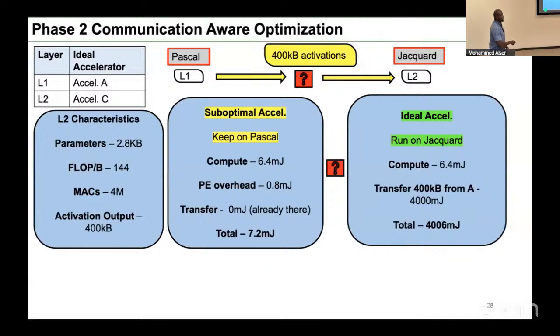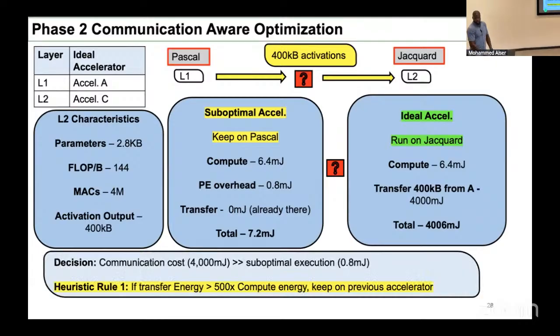Okay, and this is the first heuristic. So that's one of the key concepts of the paper. It's not like some profound, sophisticated idea. It's a heuristic, it's a rule of thumb. Basically, if it will cost more to transfer, keep it on the suboptimal accelerator.